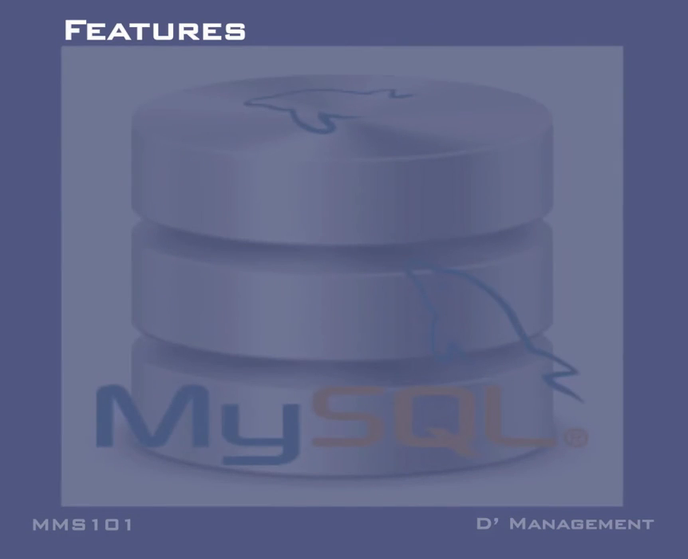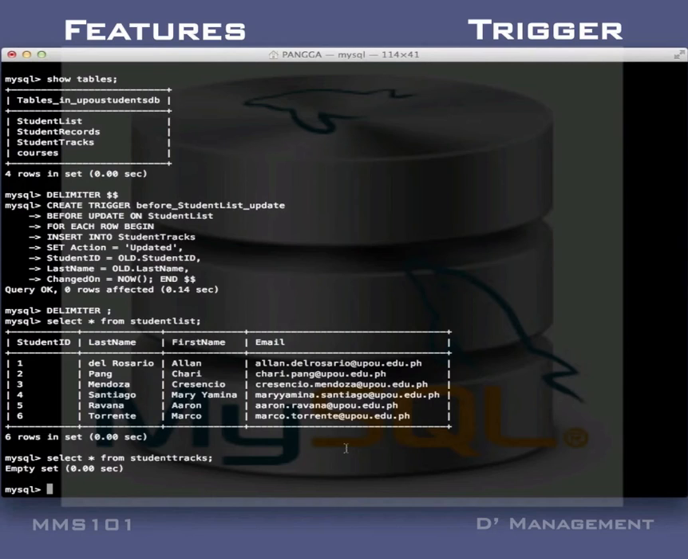Next one is trigger. A database trigger is procedural code that is automatically executed in response to certain events. Here's a good example. Two tables, student list, student tracks. Anything that will be changed in these two fields, student ID, last name, would be tracked in this table. So this is what we have in our student list table.